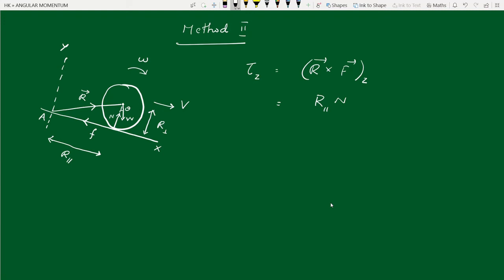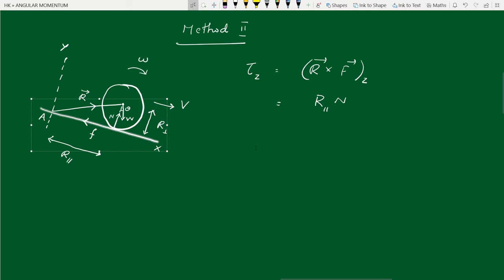What is the direction? See, the radius vector from the origin A to the force is directed in the plus x direction, and n is along the plus y direction. So r cross f will be, you are rotating from plus x direction to plus y direction. Rotation is in the anti-clockwise sense, so the direction of the torque is along plus z direction, out of the plane of this board. So it is positive.